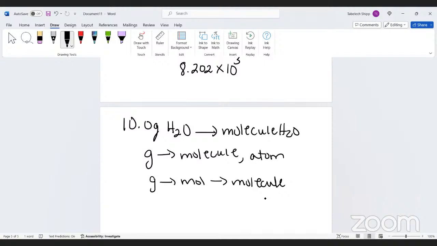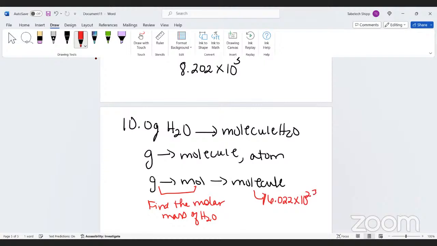With the first step, you need to find the molar mass. So to go from grams to moles, you need to find the molar mass of water. And for the second part, you're going to use Avogadro's number, 6.022 times 10 to the 23rd. Those are the two things you need to know in order to do this problem.